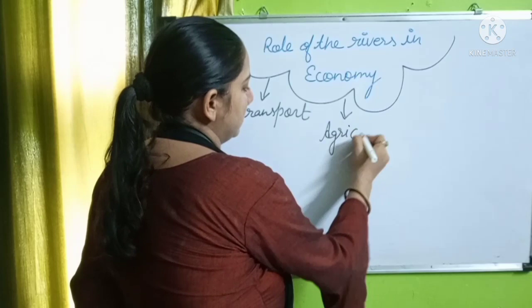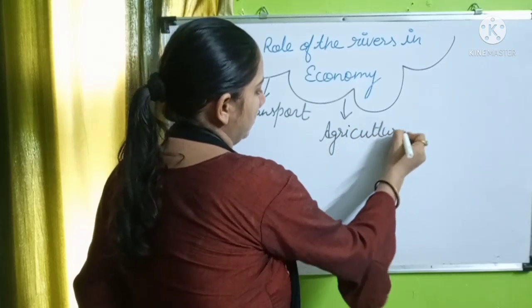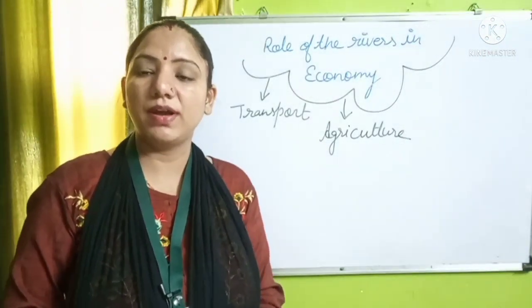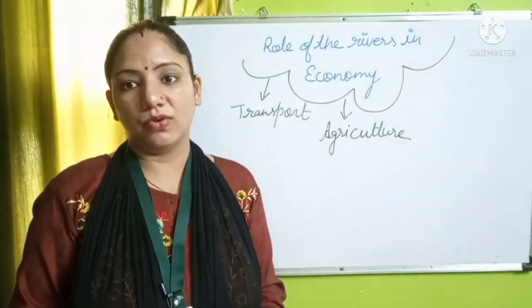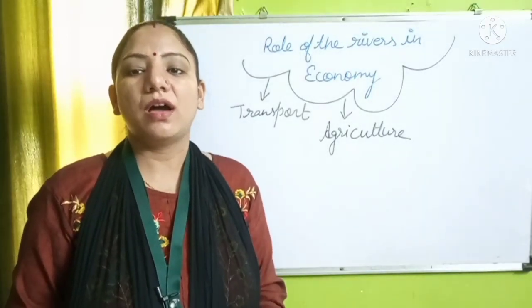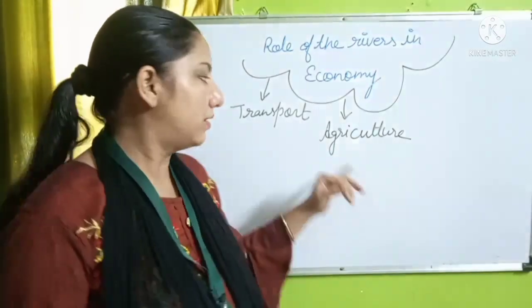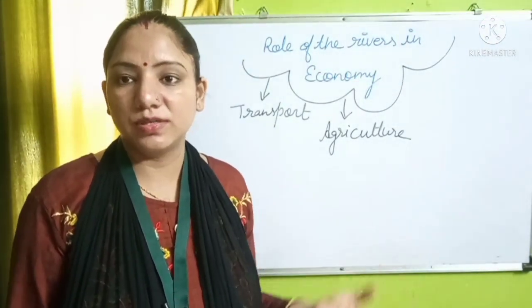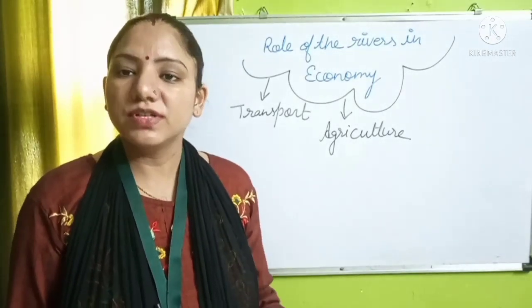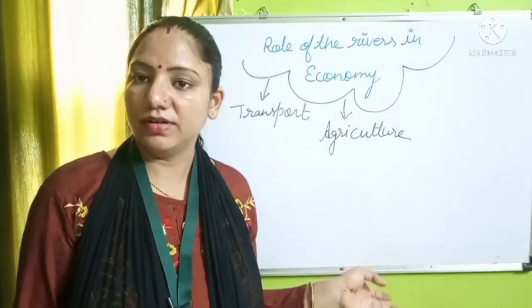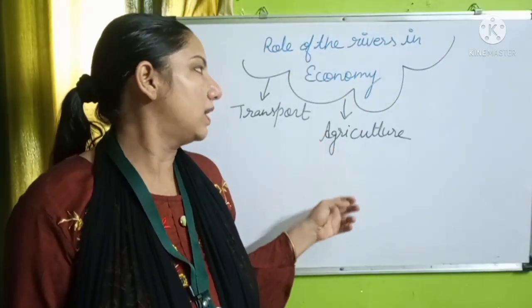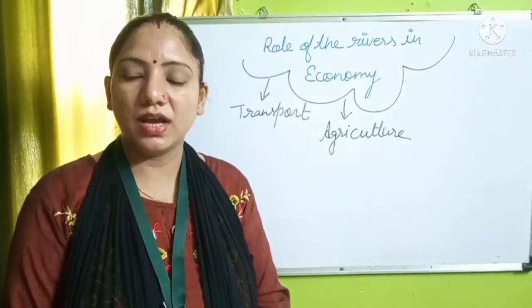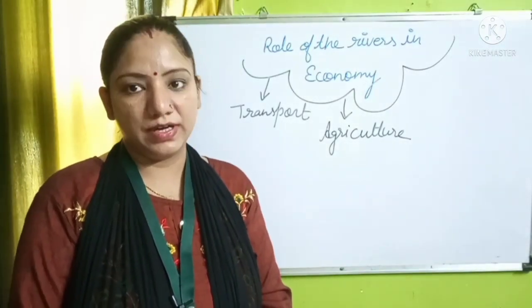in agriculture. We all know the agricultural activity of our country depends on the monsoonal rainfall. So the rest of the year, after the rainfall time, depends upon the irrigation which is done through the canals and through the rivers, and due to that we can say the rivers also play an important role in agricultural activity, which is a base for our Indian economy.